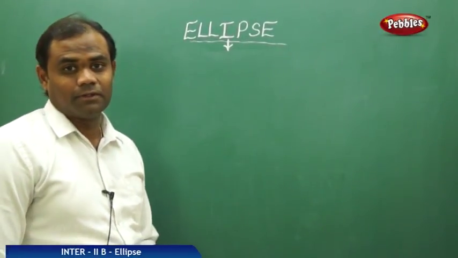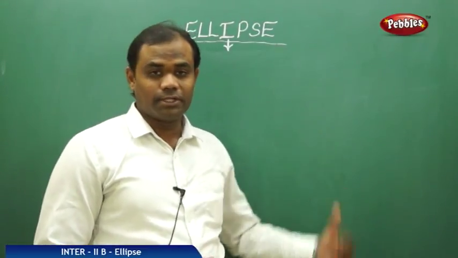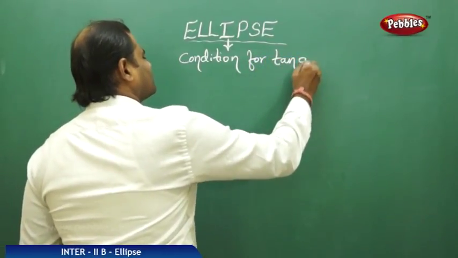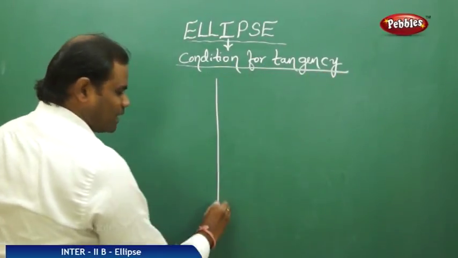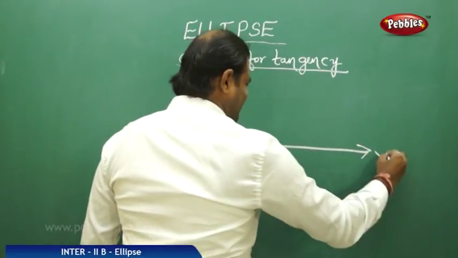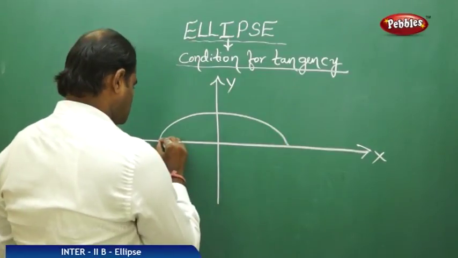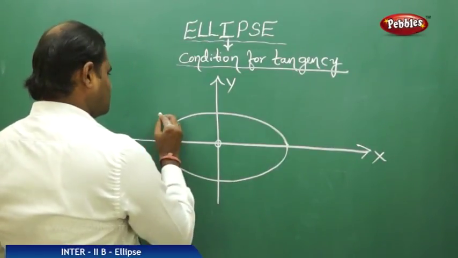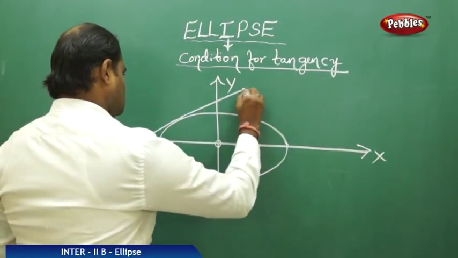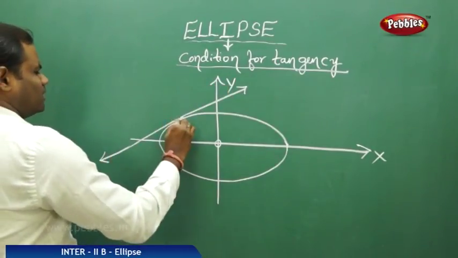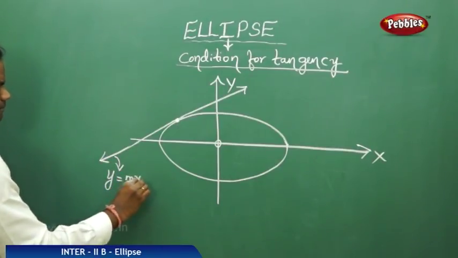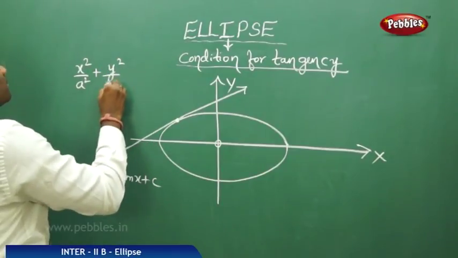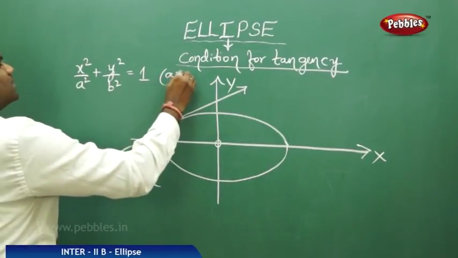Now let's see the condition for tangency. When does a line happen to be a tangent to the ellipse is what we're going to discuss here. The topic is the condition for tangency. Suppose I have an ellipse S = 0 in standard form with x-axis and y-axis, and for this ellipse I have a tangent, suppose y = mx + c. Then for the ellipse given by the equation x²/a² + y²/b² = 1, of course, here a is greater than b.